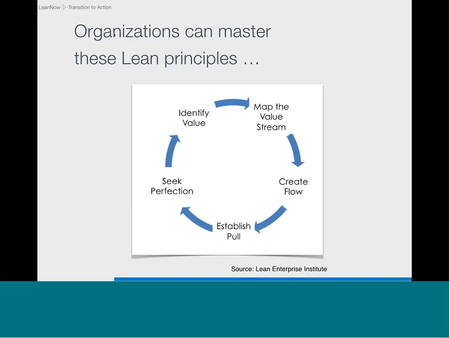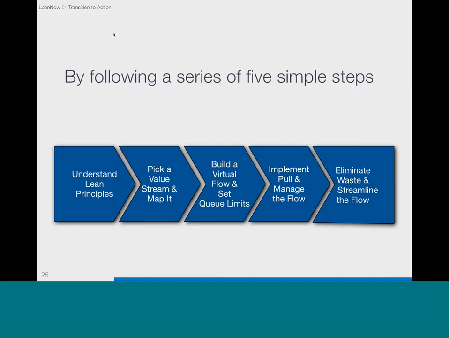So our approach isn't that radical. We've basically tried to take what you see here as good lean principle and work exactly around that circle, instead of getting off on the side tracks that take us so much upfront time to implement. So it's not radical. Basically what we're doing is following the model that already is best practice. And we've done this by using a series of 5 simple steps. Understand the lean principles, pick a value stream and map it, build a virtual flow and set queue limits, implement pull and manage the flow, and then eliminate the waste and streamline the flow and start the process over again.